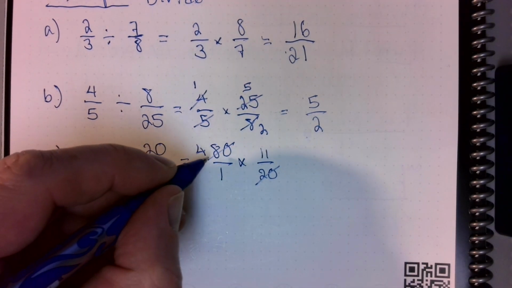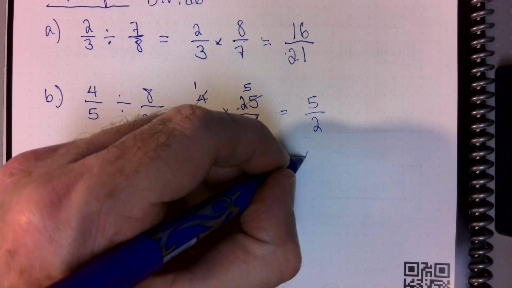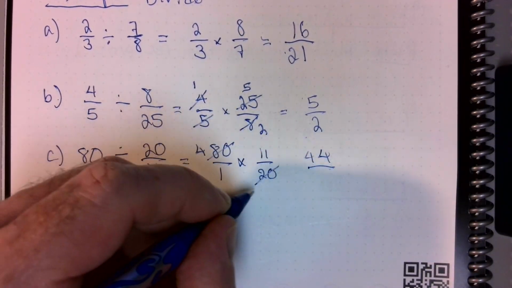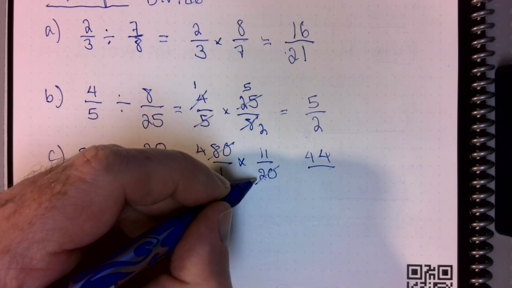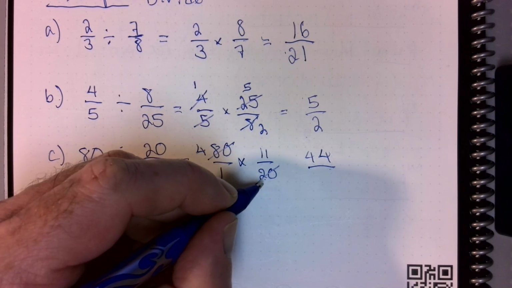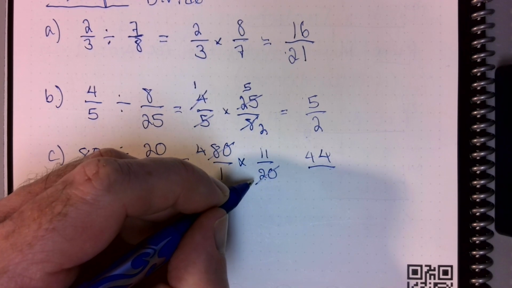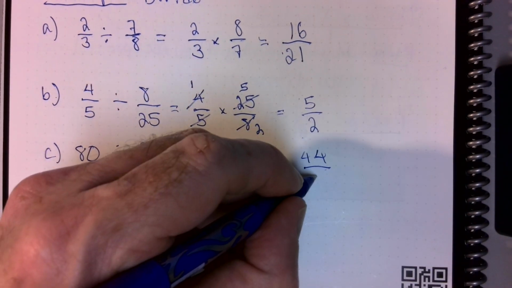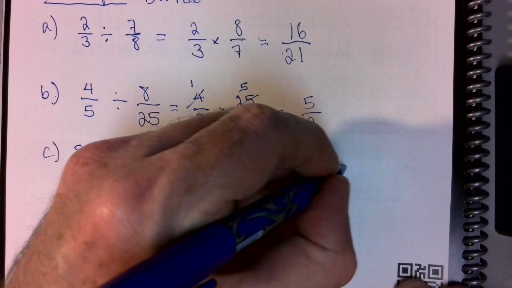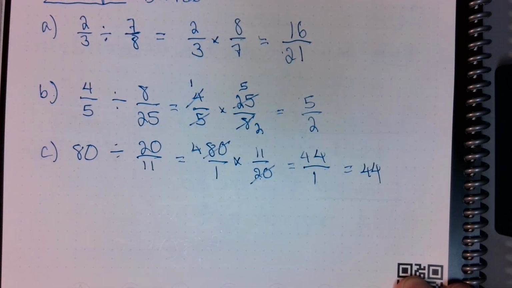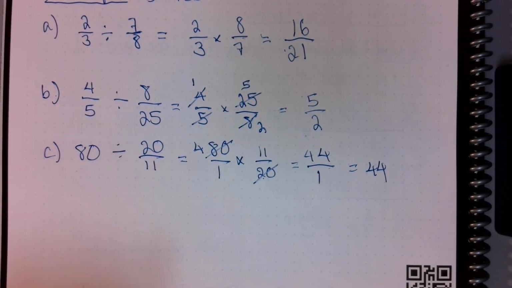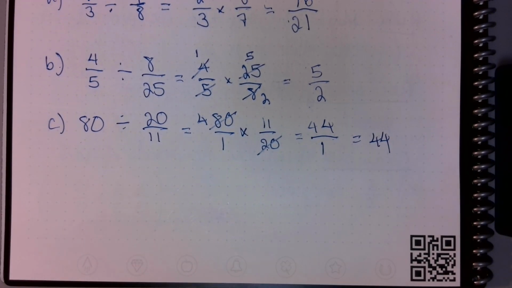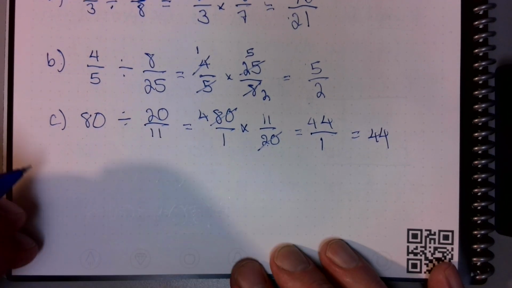Okay, and once again here we're multiplying straight across. 4 times 11 is 44. 1 times 1. Remember, if you cancel out the whole denominator, that's leaving a 1. It's not leaving a 0, it's leaving a 1. So we got a 1 down there, and that's just 44. So 80 divided by 20 over 11 is 44. Okay, I think one more is probably enough. Actually, we'll do 2 more.